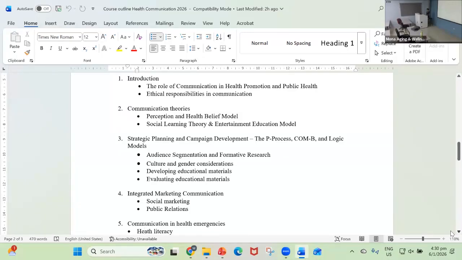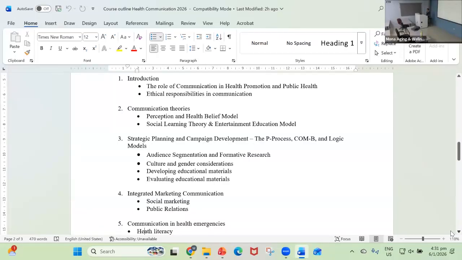And it's the health belief model, the social learning theory, entertainment education model. You know what they say about Caribbean or Jamaican people specifically, we love entertainment, music and dance is in our blood. And so how can this be tapped into for the purpose of health communication and improving health outcomes?